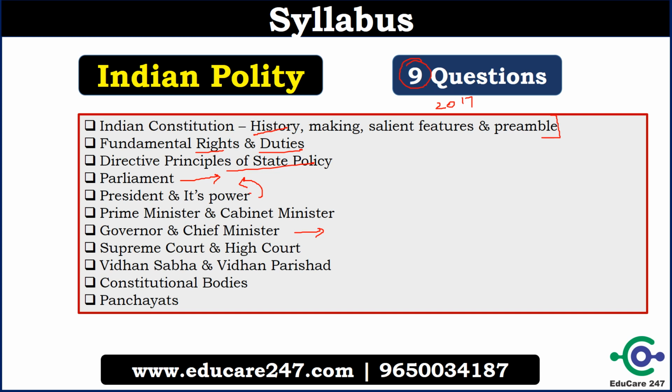Then we'll see the Vidhan Sabha and Vidhan Parishad. Last, we'll see the constitutional bodies. Under this, we'll see the Election Commission, Finance Commission and different constitutional bodies. At the end we'll see Panchayati Raj. Under this, Municipal Corporation of India will also be discussed and the 73rd constitutional amendment will be discussed. So these are the important topics under polity we'll be discussing in this course. This is a very important topic.